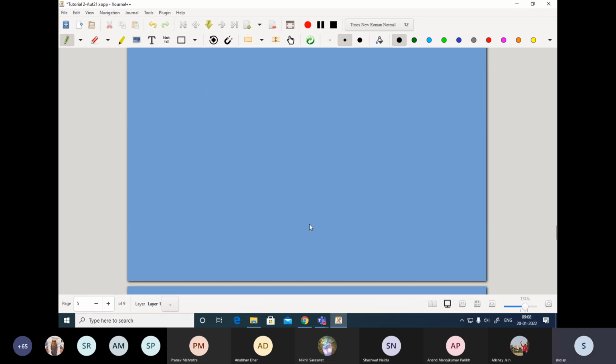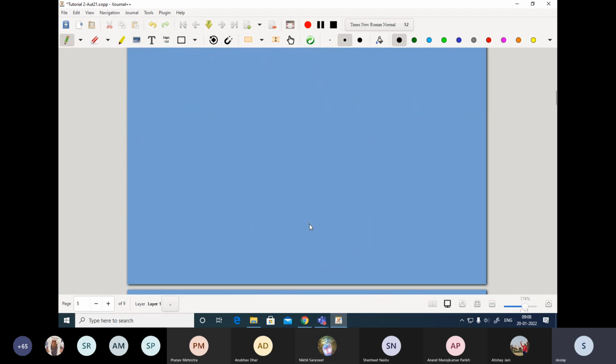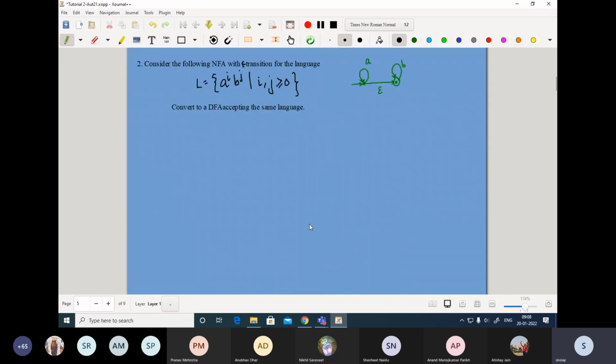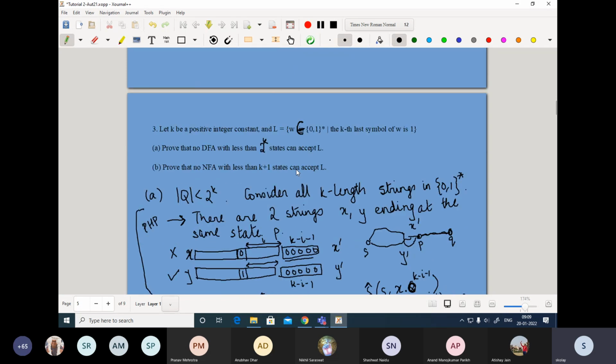Okay, so there is one more question that I skipped. The second question. There are a few things where you have to show whether the set is regular or not. Consider the following NFA with epsilon transition for the language L = a^i b^j. So this is the NFA, and think of what can be a DFA accepting the same language. So I want to get rid of this epsilon transition. Think of how you can do it.